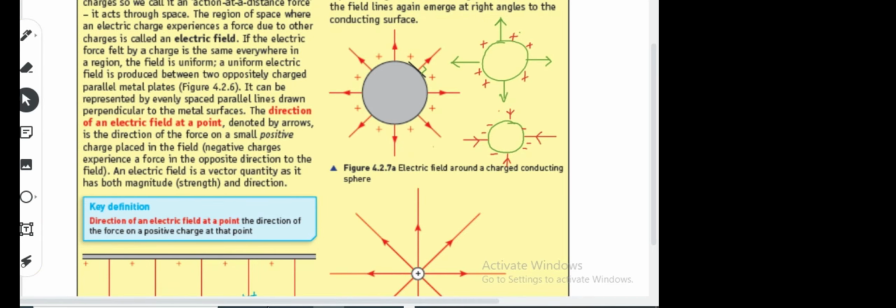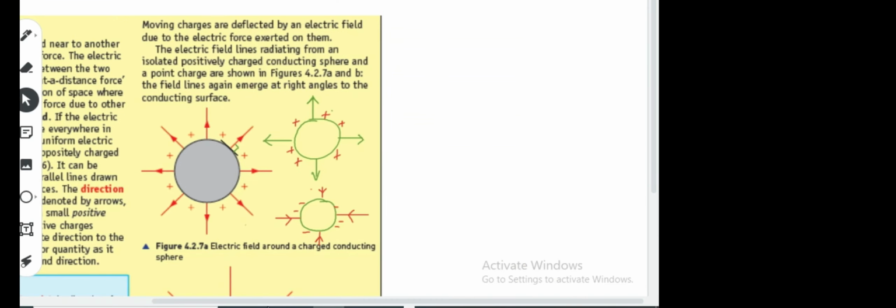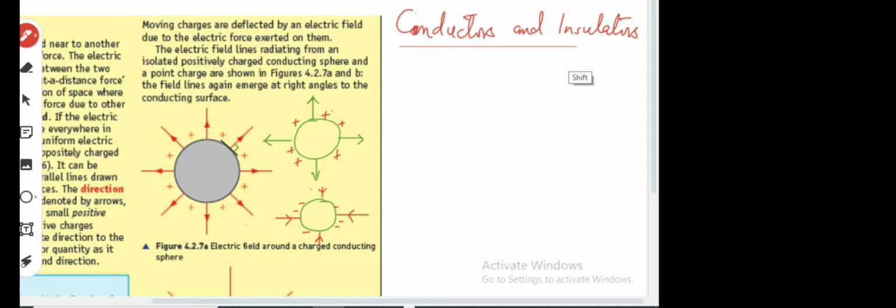I want to talk to you very briefly about something I am sure you know: conductors and insulators. So what are conductors and why are they conductors? Conductors are able to support the passage of electricity or heat, because they have free electrons. So conductors allow charges to pass through them easily, while insulators do not allow charges to pass through them.